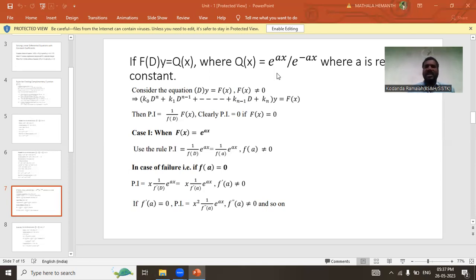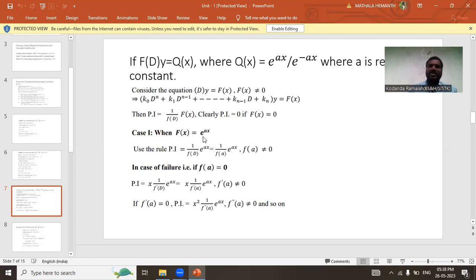Last class I discussed the usual procedure of the complementary function. The complementary function depends on the LHS of the given equation, and the particular integral depends on the RHS term. Here the RHS term equals e power ax, an exponential function. That is known as a linear differential equation of second and higher order with the exponential function e power ax or e power minus ax.